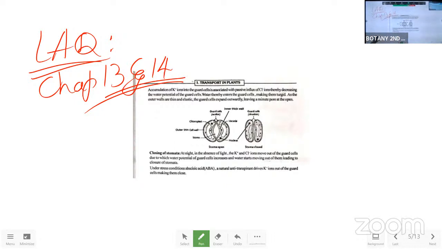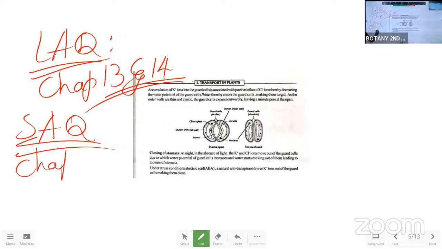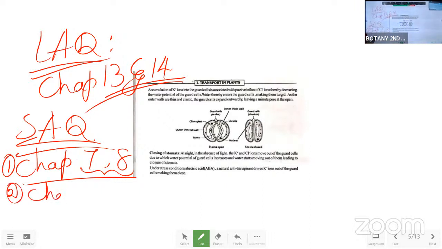Next comes the SAQ chapters. Which chapters do you have to concentrate on? Chapter 7 and 8 for one SAQ. That means from these two chapters, we will get one SAQ and one VSAQ. So prepare well with the bacteria and the virus chapters. Next comes chapter 9, that is genetics. Again, one SAQ, one VSAQ.